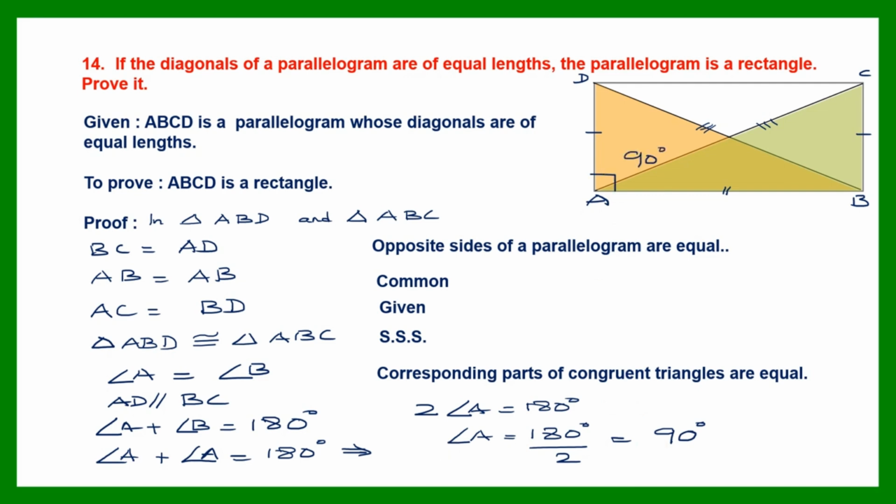And here we have already said that angle A is equal to angle B. Here also it is 90 degrees. So since we have 90 degrees here, we have proved that the parallelogram is a rectangle. So we can say hence proved.